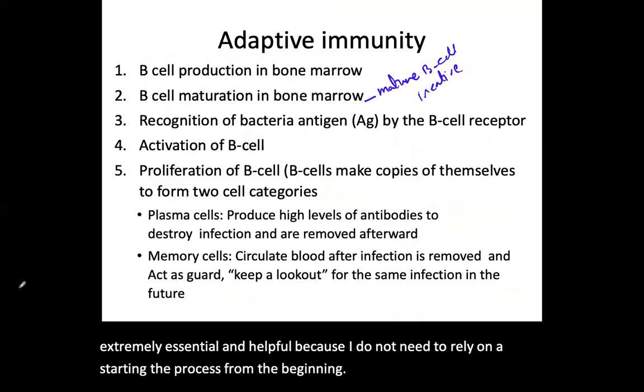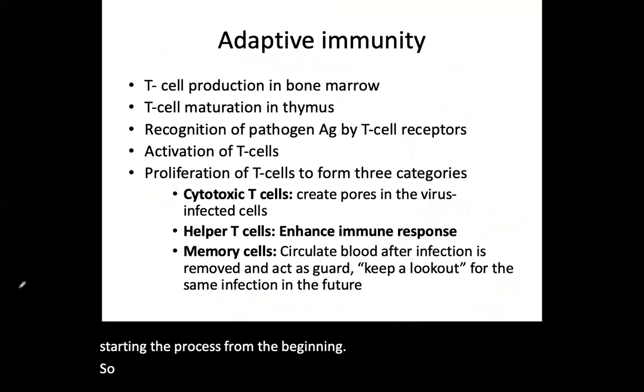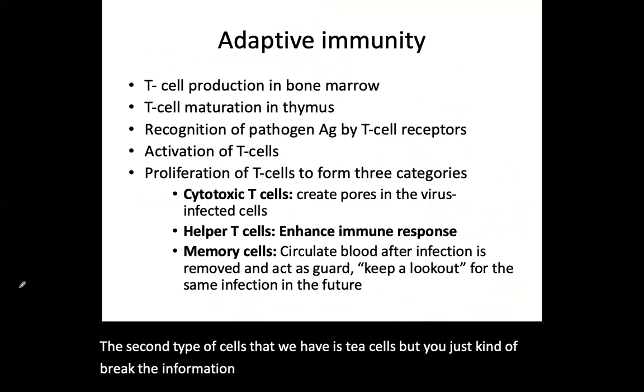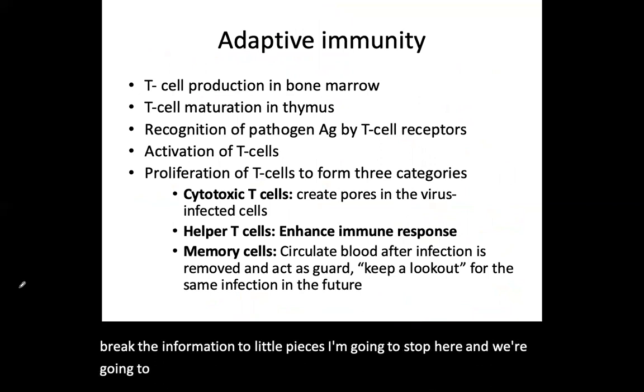So going back to what we were talking about, the second type of cells that we have is T cells, but you just break the information into little pieces. I'm going to stop here and we're going to continue with T cell immunity, adaptive immunity in the next PowerPoint.